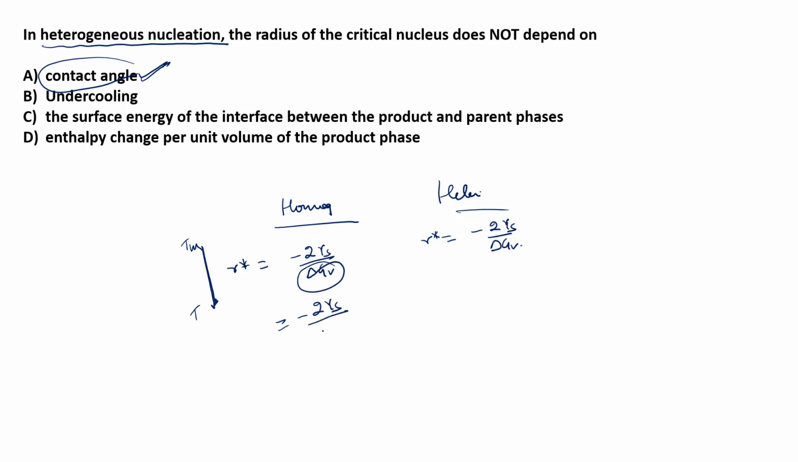Delta GV we can write as delta H times (Tm minus T) by Tm. We can write it like this also.